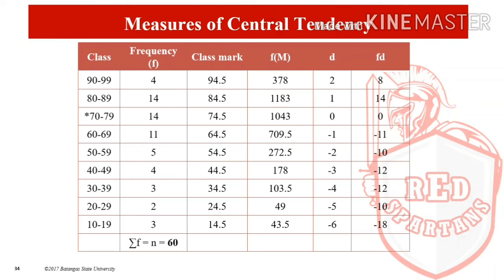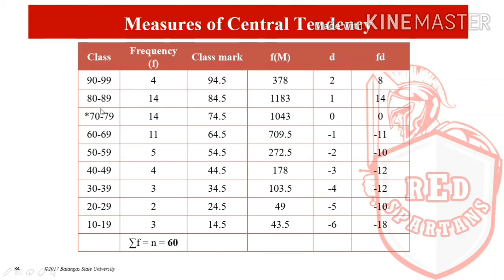So, hahanapin natin kung nasaan yung 30th at 31st na score. Kukunin ulit natin yung cumulative: 3 plus 2, 5 plus 3, 8 plus 4, 12 plus 5, 17 plus 11, 28 plus 14, 42. Ibig sabihin, nasa class interval na 70 to 79.